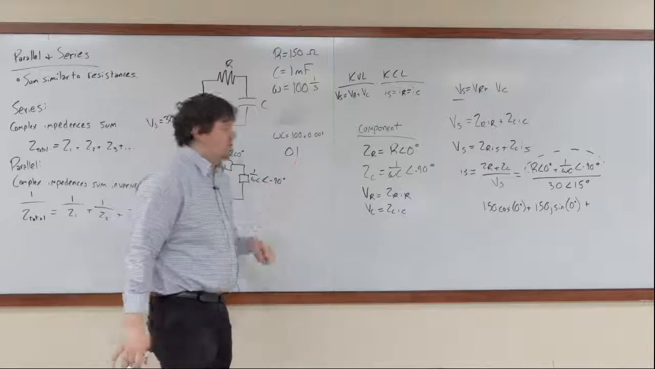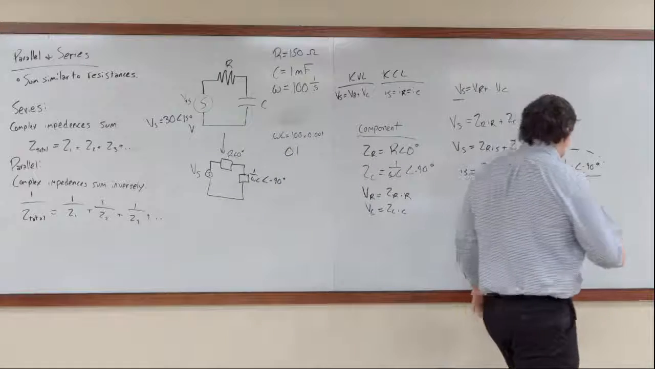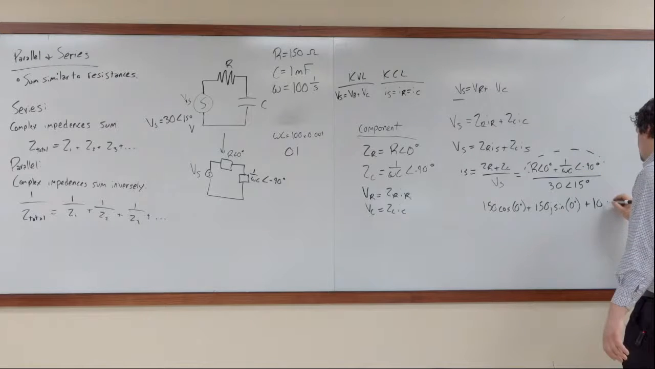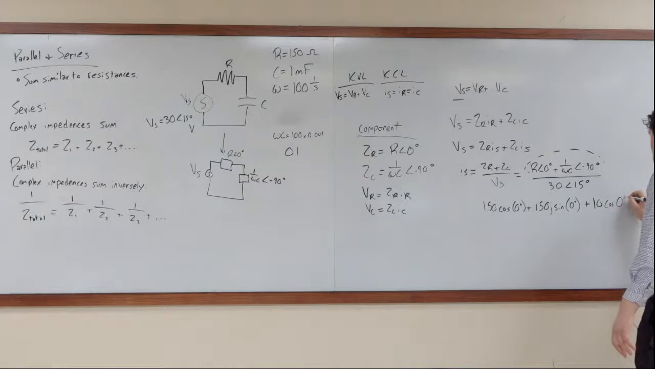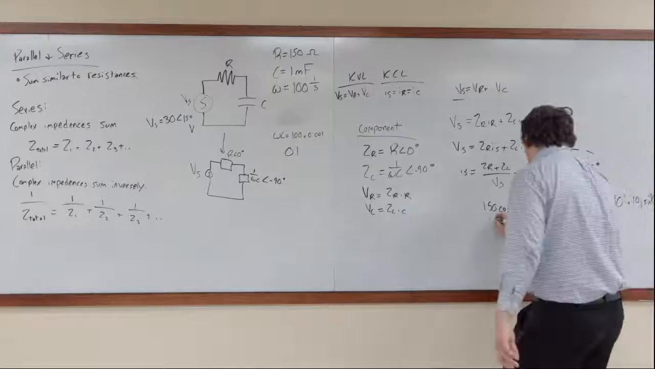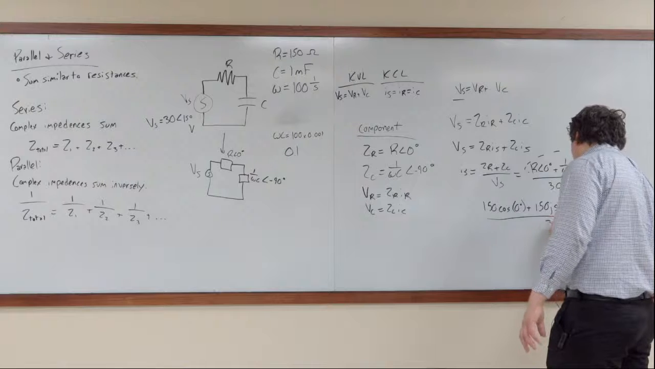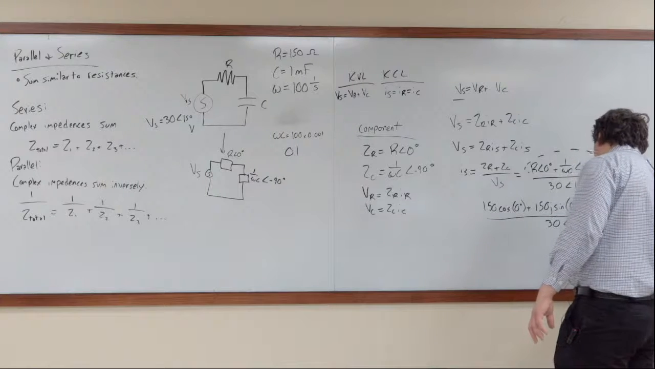So it becomes 0.1. So I'm just going to go ahead and write this as 10 because it's 1 over 0.1. So this is 10 cosine 0 degrees plus 10 times j sine 0 degrees. This is 90 degrees, negative 90 degrees. My bad. Okay? So I've just written out the top component, and it's divided by, I'm actually just going to leave this as 30 angle 15 degrees.